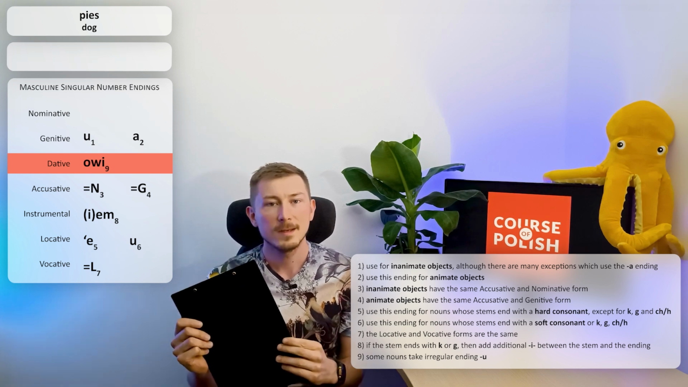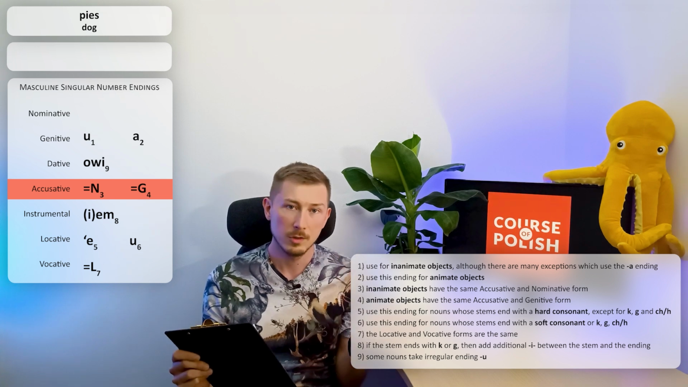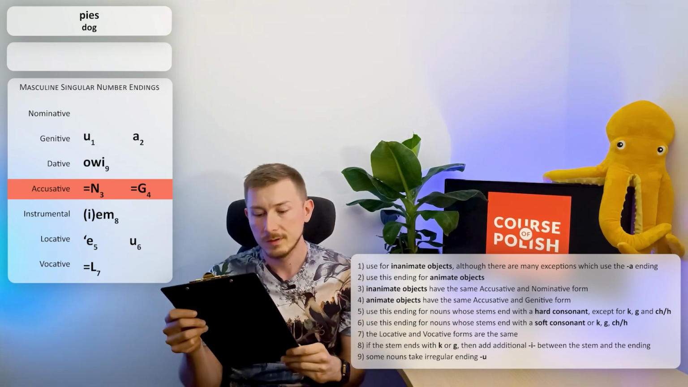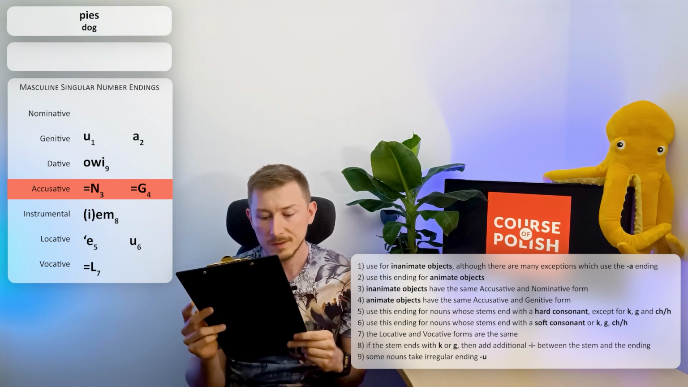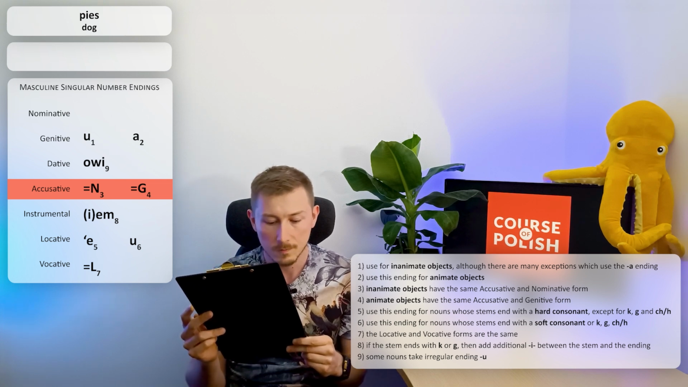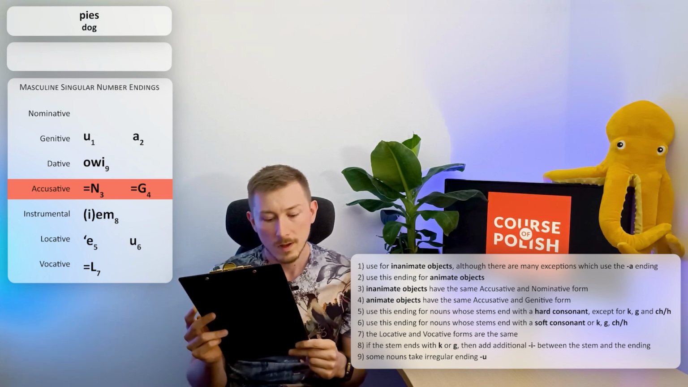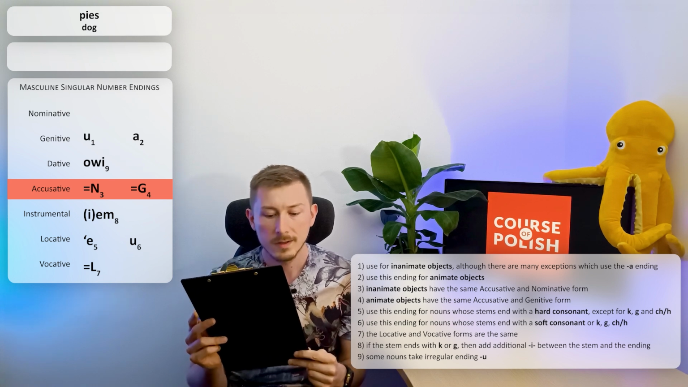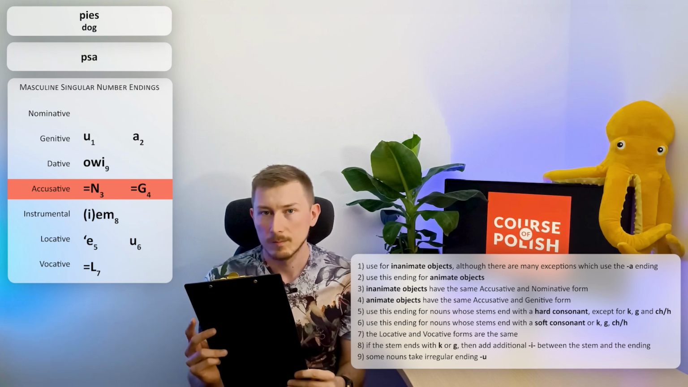Next case, accusative. Here we have 2 options, either the same form as in nominative case or the same form as in genitive case. Let's read the rules. Rule number 3. Inanimate objects have the same accusative and nominative form. Pies is not inanimate, so let's read the rule number 4. Animate objects have the same accusative and genitive form. Alright, so we have to use the genitive form, so it will be psa.